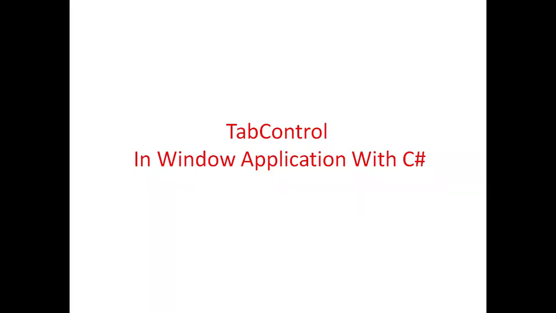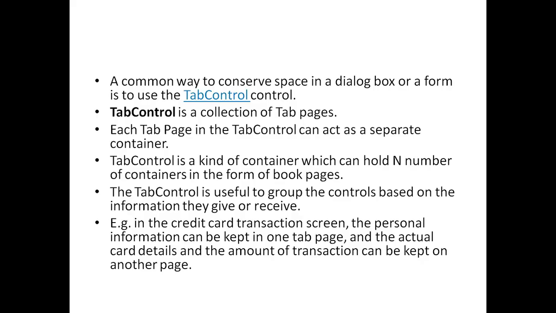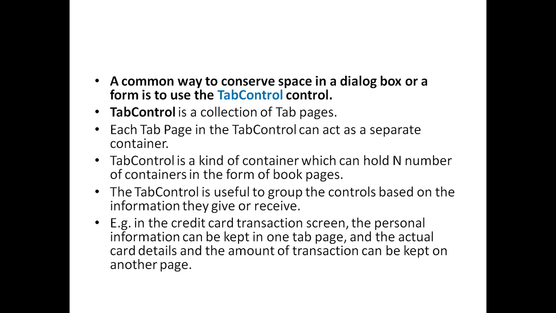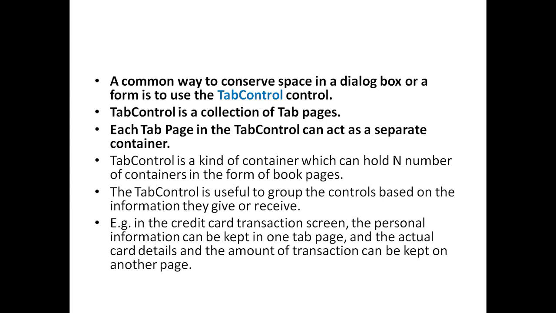Here we will see tab control in Windows application. A common way to conserve space in a dialog box or a form is to use a tab control. It is a collection of tab pages. Each tab page in a tab control can act as a separate container.